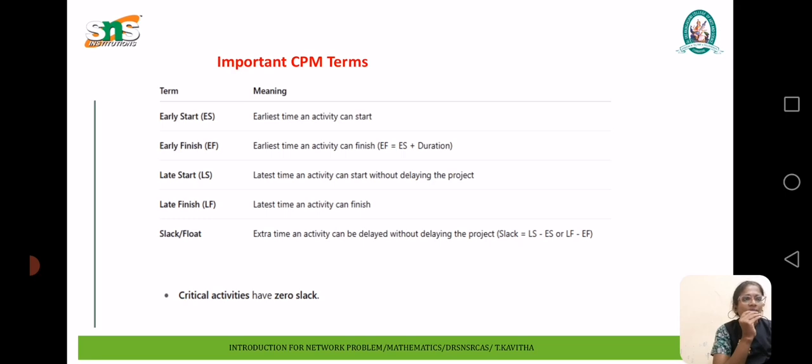Slack or float is the extra time an activity can be delayed without delaying the project. That is, slack is equal to latest start minus earliest start, or latest finish minus earliest finish. Critical activities have zero slack.